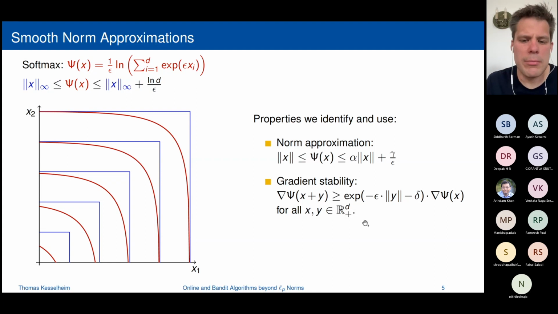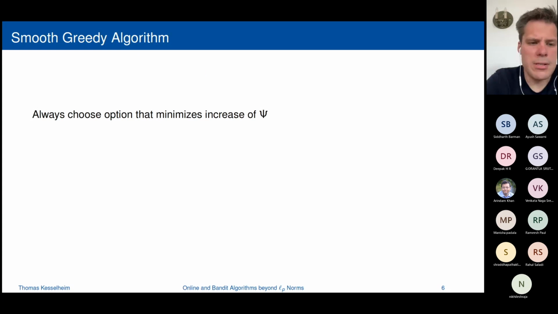properties. What kind of an algorithm can we define? Well, there's just the natural algorithm, which is to do greedy with respect to this psi function. You always choose the option to schedule a job that minimizes the increase of your norm approximation. This is the smooth greedy algorithm. The plain greedy algorithm would be just choose the option that minimizes the increase of the norm, which would not work, by the way.